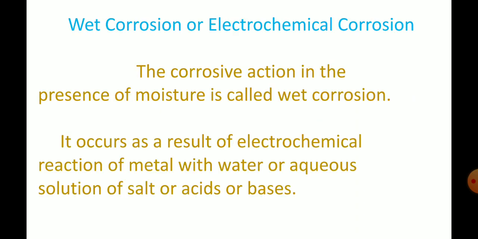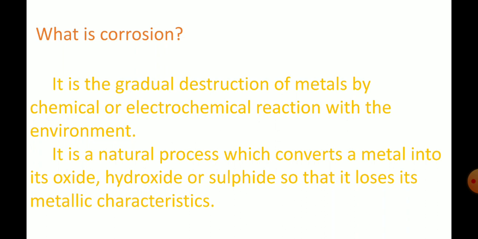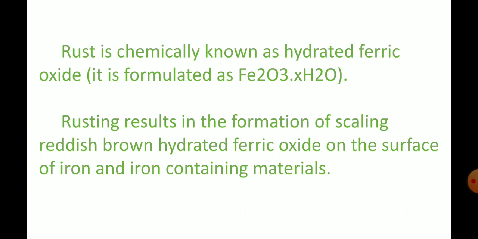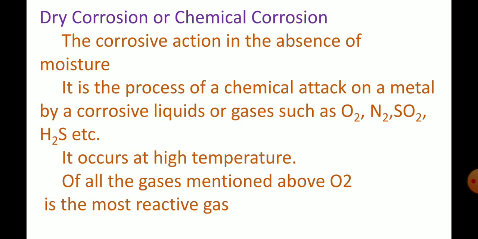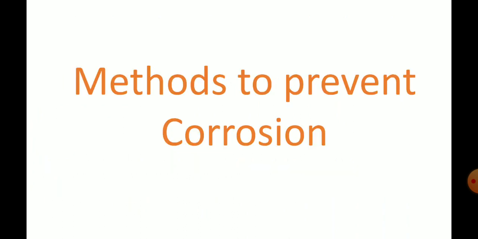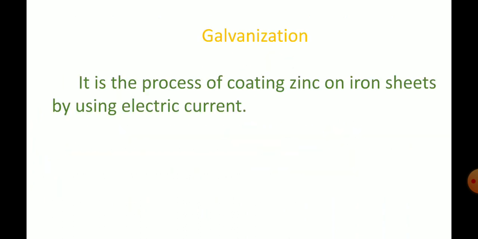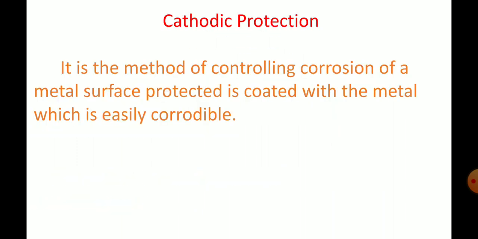Here what are the things we have seen? Let us recapitulate one time. First we have seen what is called as corrosion. It is a gradual destruction of metals by chemical or electrochemical reaction. Then rust. About rust we have seen. Rust is the hydrated ferric oxide, Fe2O3·xH2O. Then types of corrosion. We have two types. One is dry corrosion and the other is wet corrosion. Dry corrosion is in the absence of air, whereas wet corrosion is in the presence of air. Then methods of preventing corrosion. First one is alloying, then galvanization, electroplating, anodizing, and finally cathodic protection.